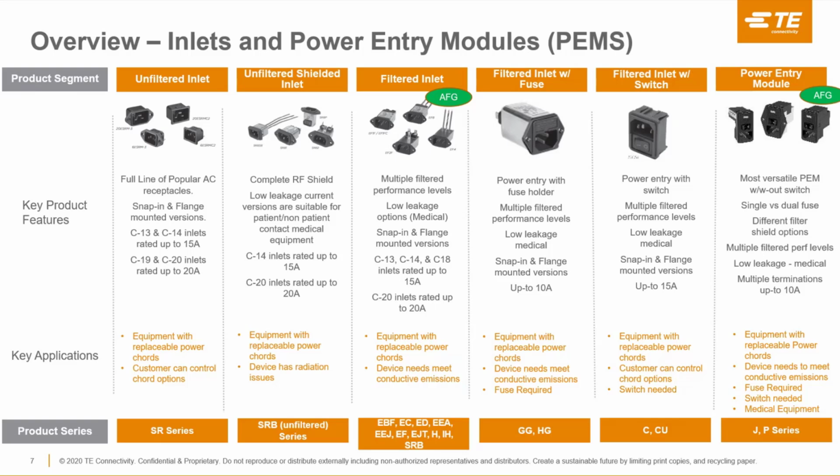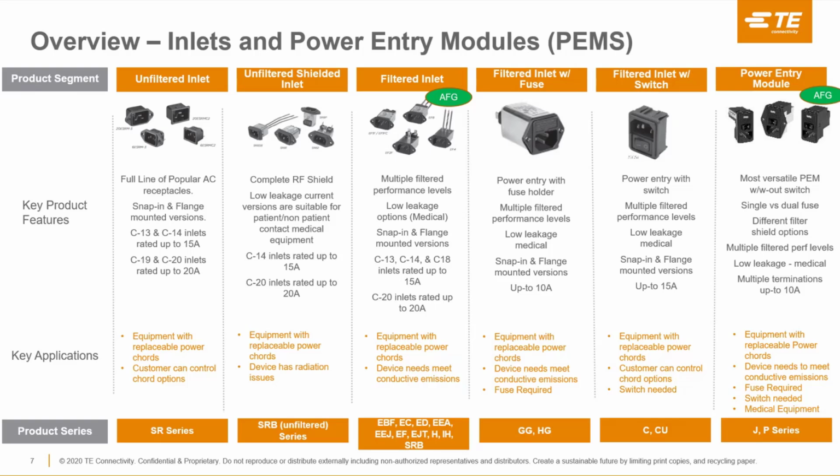And then we go to unfiltered shielded inlets. So this offers the RF shield and low leakage currents, so you can do patient and non-patient medical equipment, with the same power cords. You have a C14 up to 15 amps and a C20 inlet up to 20 amps. And again, equipment with replaceable power cords, and then devices that also have radiation issues. And so you have the SR series and the unfiltered SRB, same thing as the SR series, just with the B, you get the RF shield here.